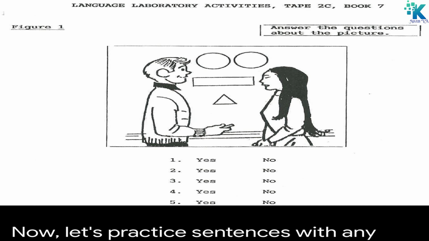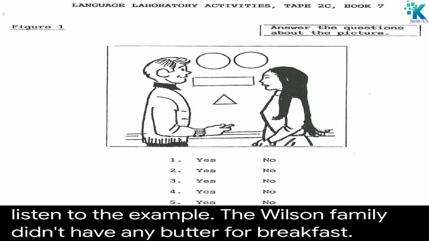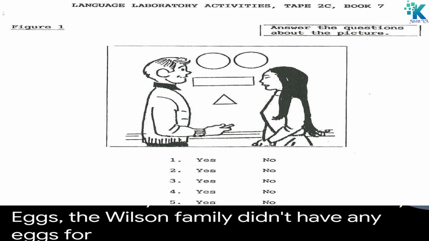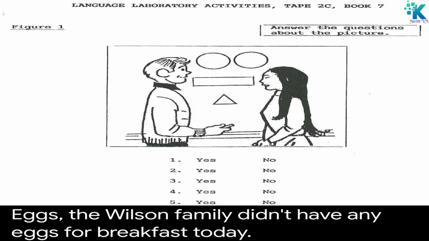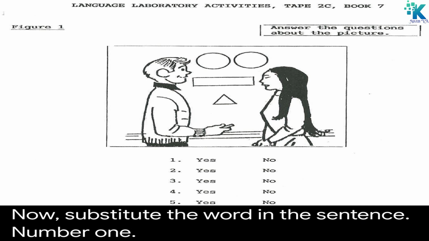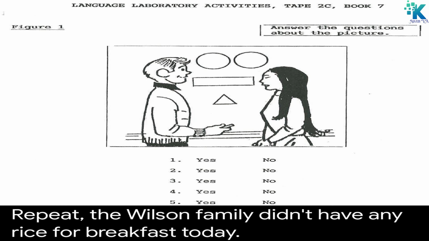Now let's practice sentences with any. Listen to the example. The Wilson family didn't have any butter for breakfast today. Eggs. The Wilson family didn't have any eggs for breakfast today. Now substitute the word in the sentence. Number 1. Rice. Repeat. The Wilson family didn't have any rice for breakfast today.